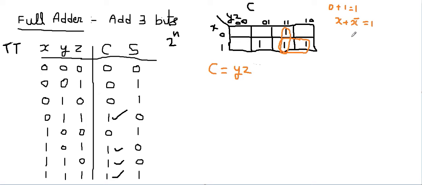So if you don't have any idea, or if you have forgotten about the OR gate, you can refer to that video of logic gates. Here I have already explained all the basic logic gates, from AND, OR, NOT, XOR, XNOR, and NAND, NOR.